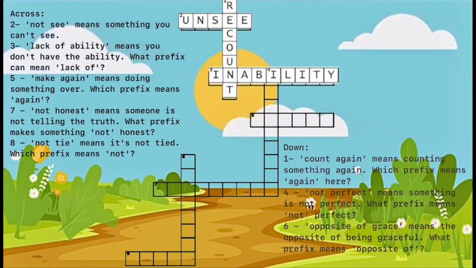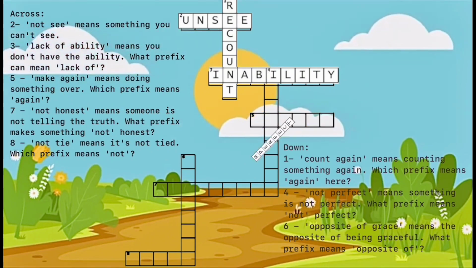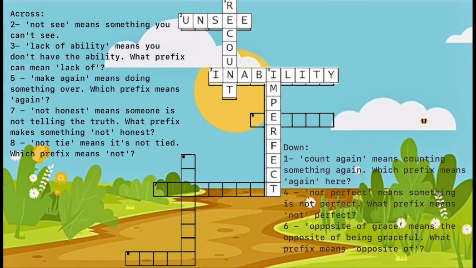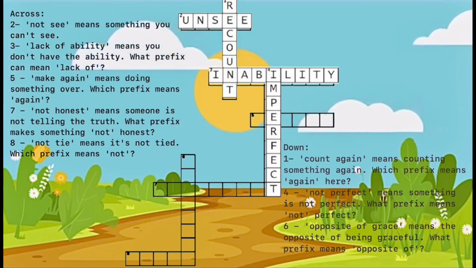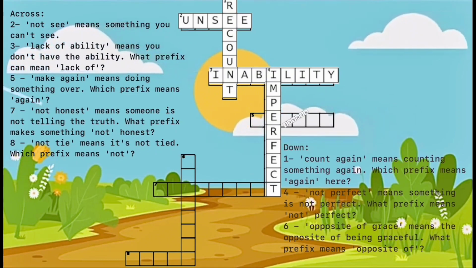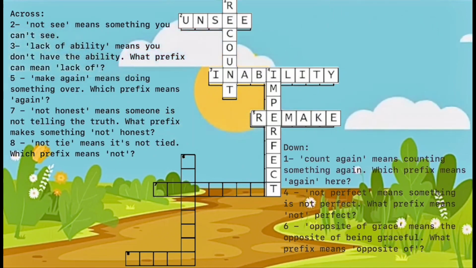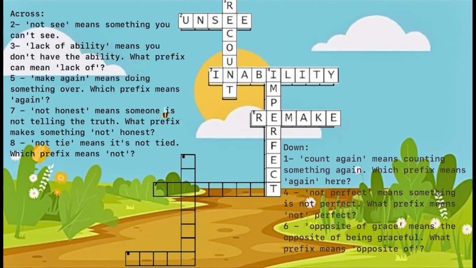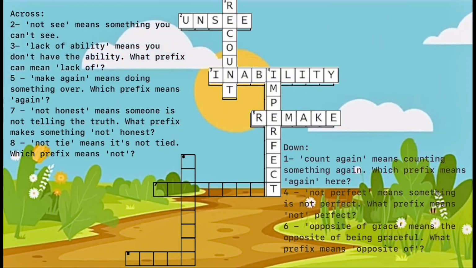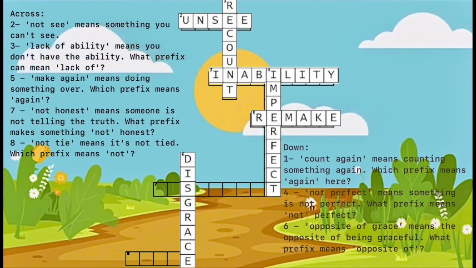Moving to number 4 in the down section, what is the prefix for not perfect? Impressive! The answer is imperfect. For number 5 in the across section, what is the prefix for making something again? Excellent! The answer is remain. Going to number 6 in the down section, what is the prefix for opposite of grace? Very good! The answer is disgrace.